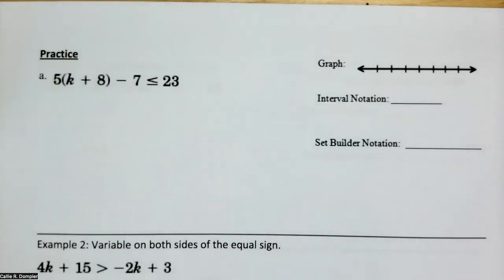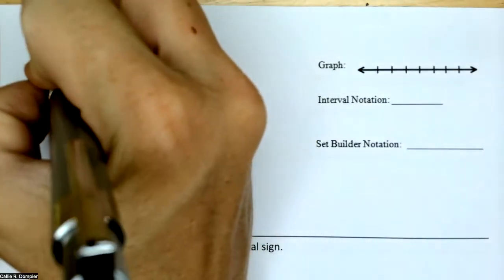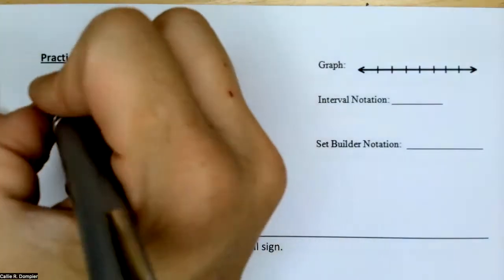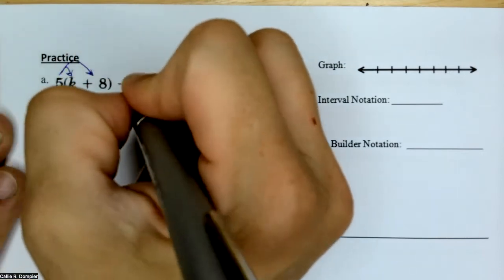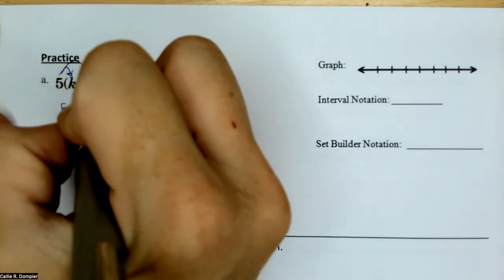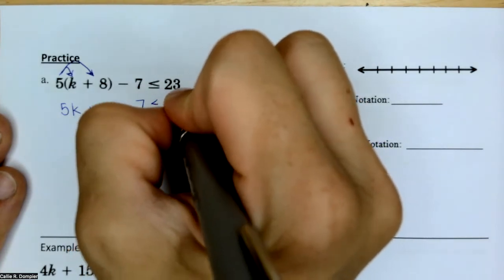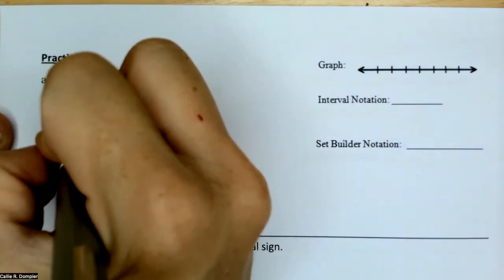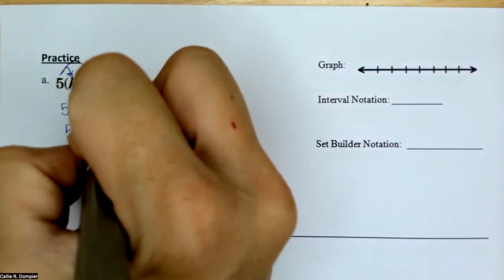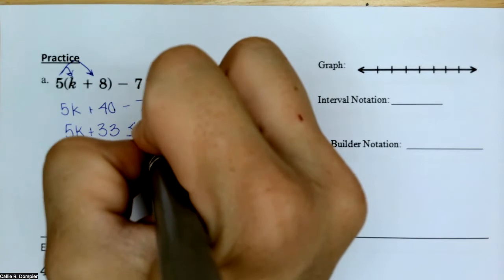All right, this page is still linear inequalities because we only have two sides to it, but we're just getting more complex in how we solve for it. So here I'm going to distribute the 5. 5 times the quantity k plus 8 minus 7 is less than or equal to 23. Distribute the 5, I get 5k plus 40 minus 7 is less than or equal to 23. 5k, 40 minus 7 is 33, less than or equal to 23.